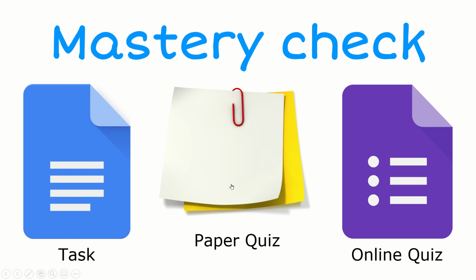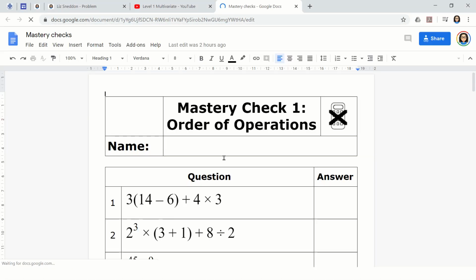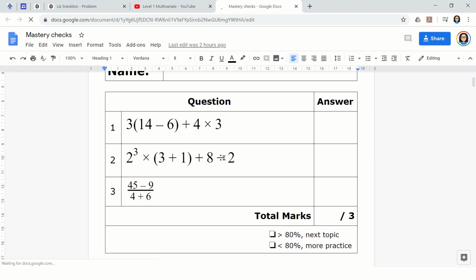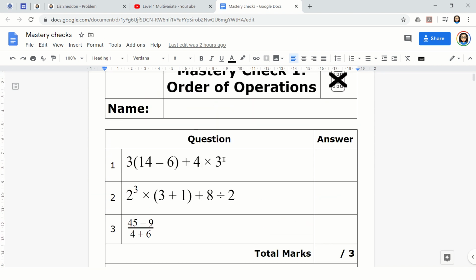The second type that I do sometimes is a paper quiz. This is not useful at the moment with the distance learning, but when I'm in class, what I will do is print out a little paper, and the students just go and work on it, and I go through tick, tick, tick and check if they've done it. So, a very quick mastery check.